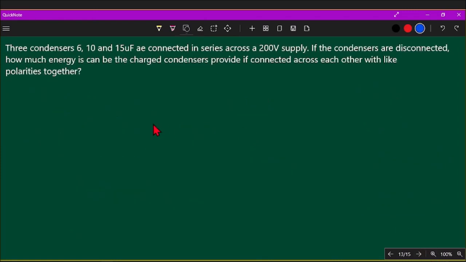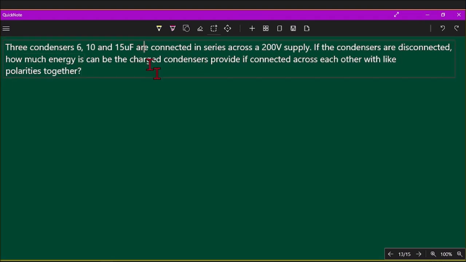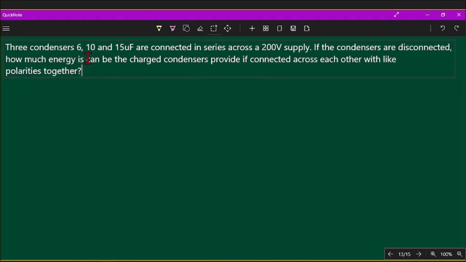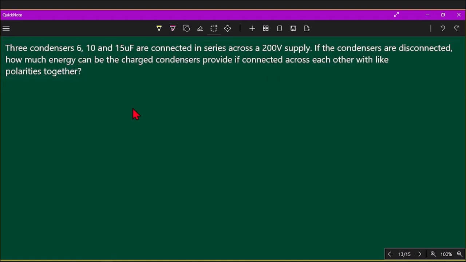Okay, next. Three condensers, 6, 10, and 15 microfarad, we have a typo error here, this should be R, not A, are connected in series across a 200 volt supply. If the condensers are disconnected, how much energy can be charged, or rather, how much energy can the condensers provide if connected across each other with like polarity.